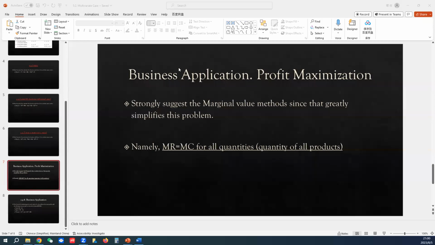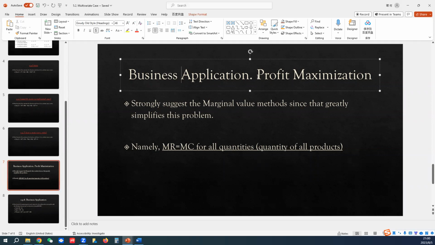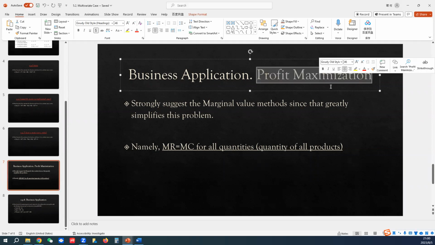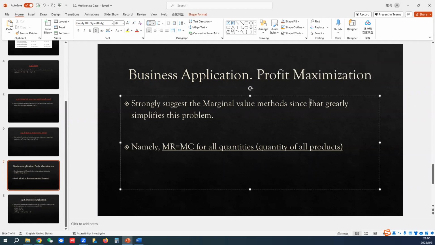So here is the basic concept of business application. As we were doing profit maximization at the end of last unit, I actually stressed the importance of marginal value methods. Okay, and here I strongly recommend the marginal value methods as well.